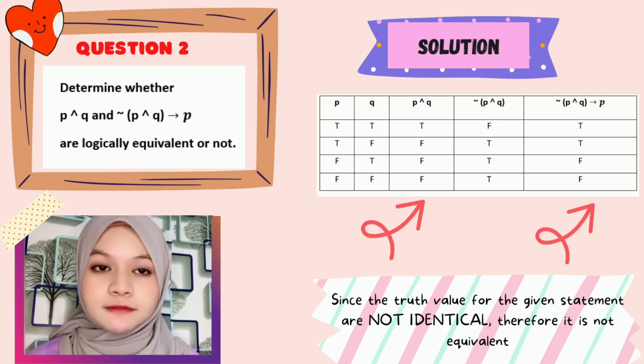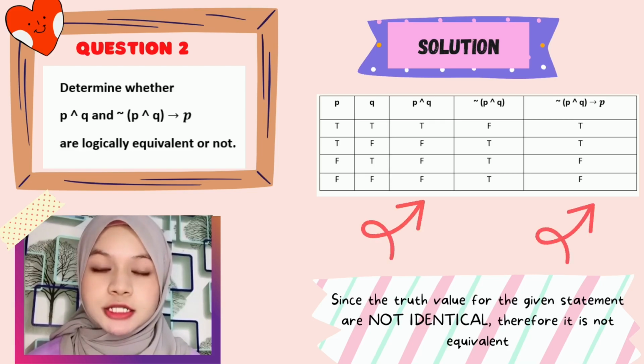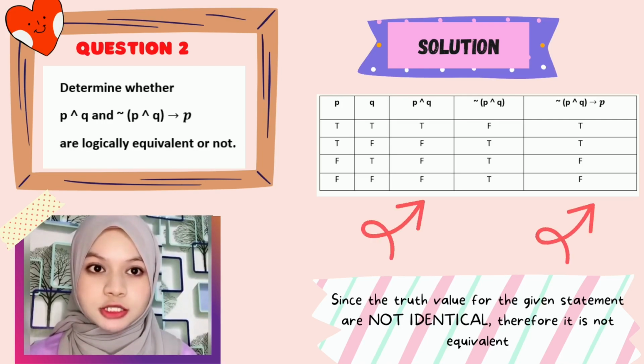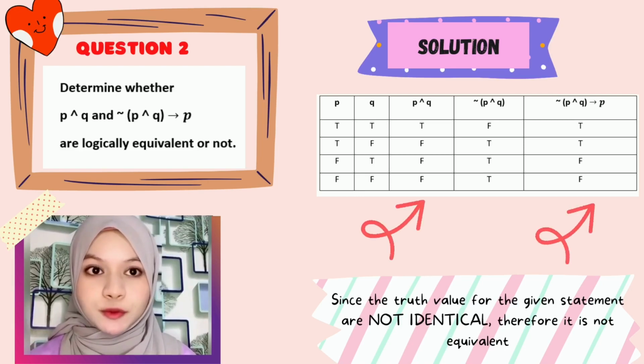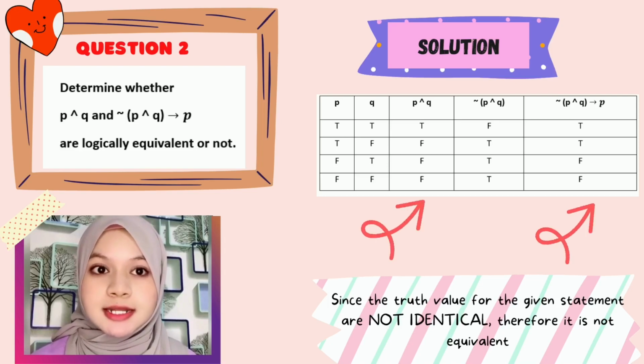So, we put each of the statements into the table, which are P, Q, P and Q, the negation of P and Q, and also the negation of P and Q implies P. After that, we can find the truth value for each statement. Firstly, for P, we got true, true, false, false, and Q, true, false, true, false. For P and Q, we got true, false, false, false. For the negation of P and Q, we got false, true, true, true, and for the last one, the negation of P and Q implies P, we got true, true, false, false.